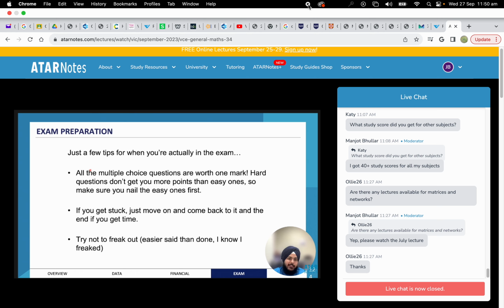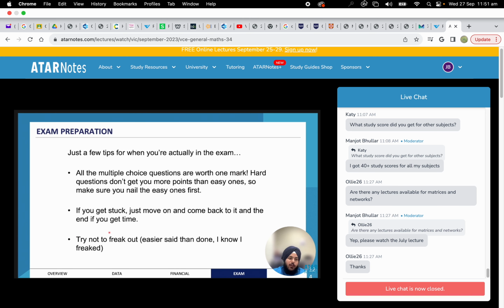And in terms of the actual exam, do the multiple choice questions. All the multiple choice questions are worth 1 mark, but not all questions are as easy as each other. The trend that I've noticed is that as the questions progress in each of the sections, they get harder and harder. So for example, question 1 of data will be super easy, and then question 15 or 16 of data is going to be much more difficult. Same goes for the financial and the matrices sections. So question 1 of matrices will be relatively easy and question 8 will be relatively harder.